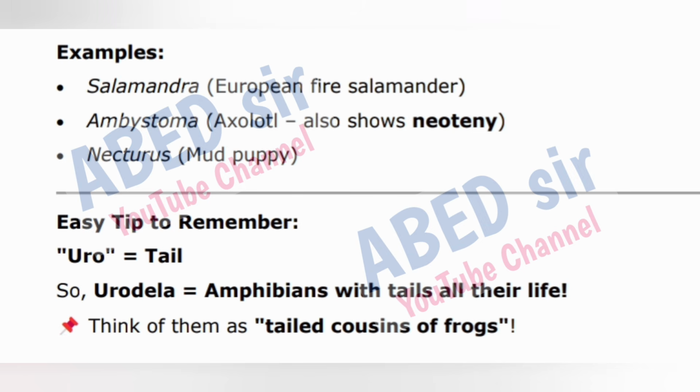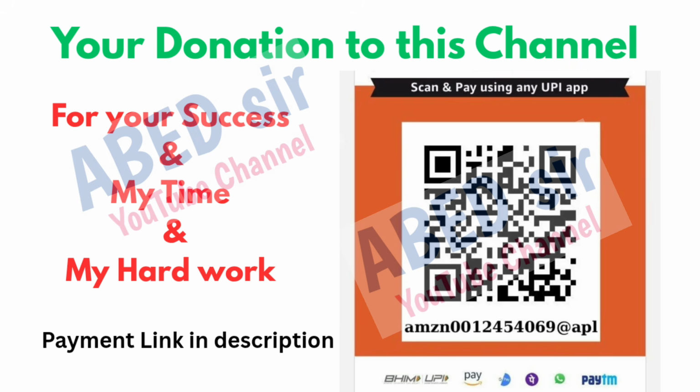Nectarus, mud puppy. Easy tip to remember: Euro is equal to tail. So, Urodela is equal to amphibians with tails all their life. Think of them as tailed cousins of frogs. Next, Unit 2: Long questions.